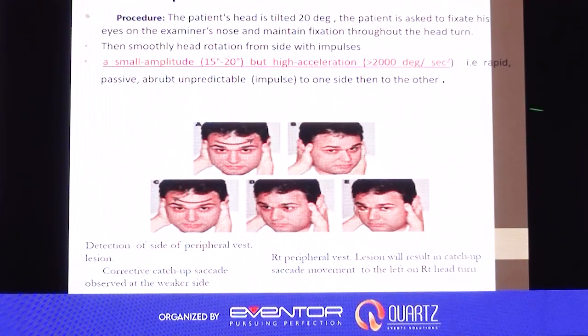As we detect in this patient, he has a right peripheral vestibular lesion. When the patient's head is turned to the left, there is fixation on the target, which is the nose of the examiner, while when the patient's head is abruptly turned to the right side, the patient does a refixation saccade.